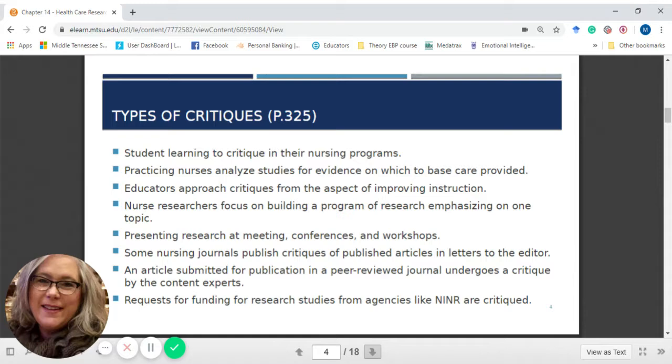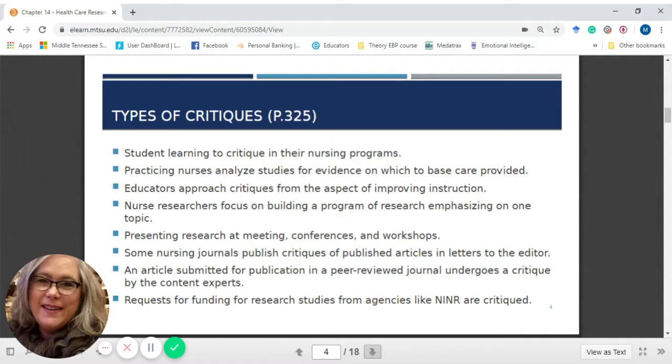Us educators look at critiques to see what's out there in the current literature, what's currently being done. We can partner with nurses that are practicing to improve outcomes for patients through research. Nurse researchers spend their time mostly doing research that advances a topic in nursing that they are passionate about. We present research at meetings, conferences, workshops. If we are doing research, we publish that in journals that help add to the body of knowledge.